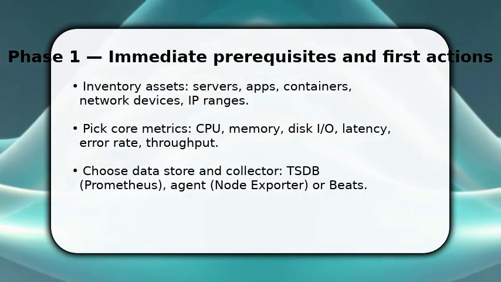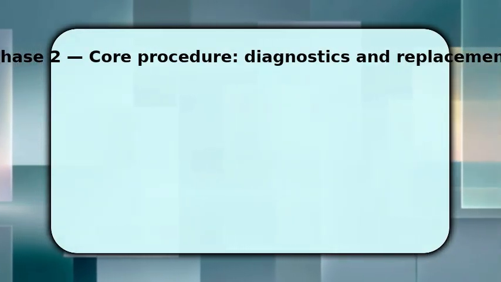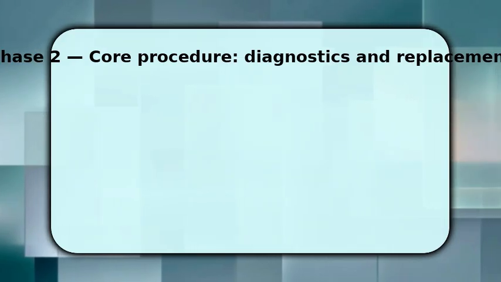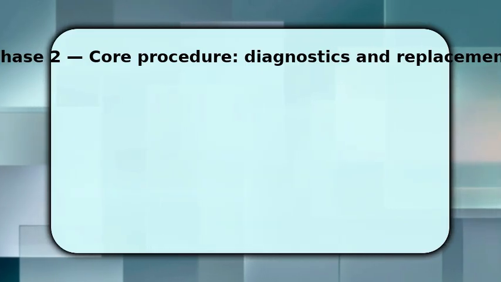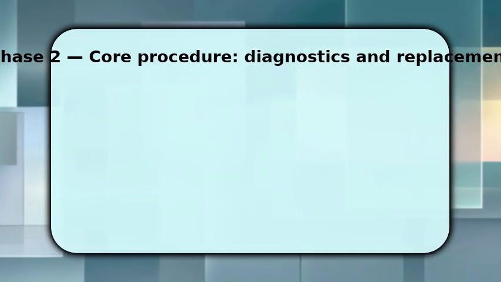Now you wire the pipeline and enforce intent. Translate SLOs into concrete thresholds and alert rules, because alerts without targets are noise. Configure your processing layer to compute P50 and P95, error ratios, and rate deltas. Feed those into the alert manager with silence and escalation policies.